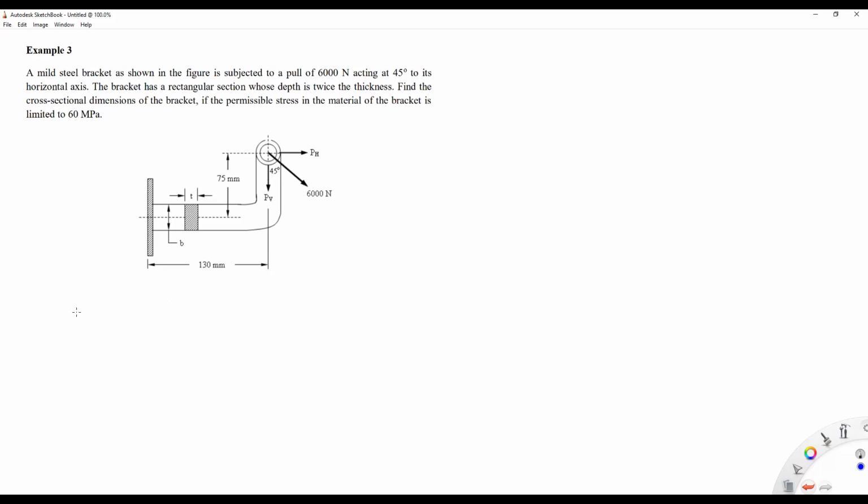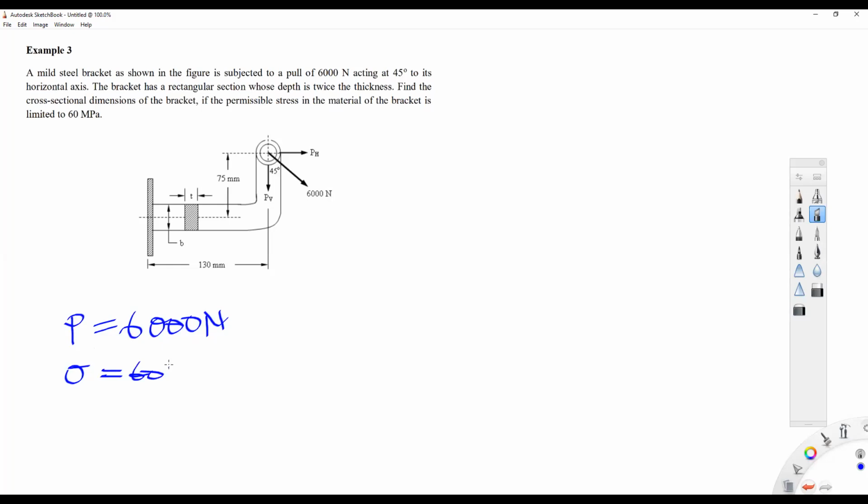So in this case, we have been given the force P. Let's say the force, which is 6,000 newtons, let's use P to represent the force. So we have P equal to 6,000 newtons, which is 6 kilonewtons, okay. Then we know that the allowable stress given to us is equal to 60 megapascals.